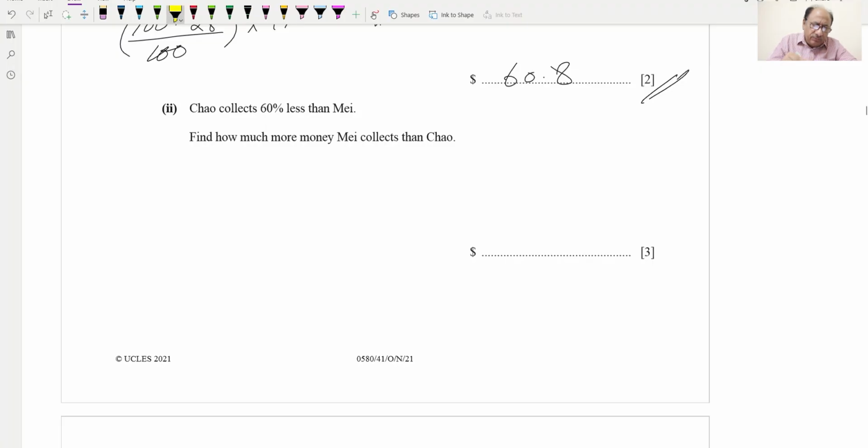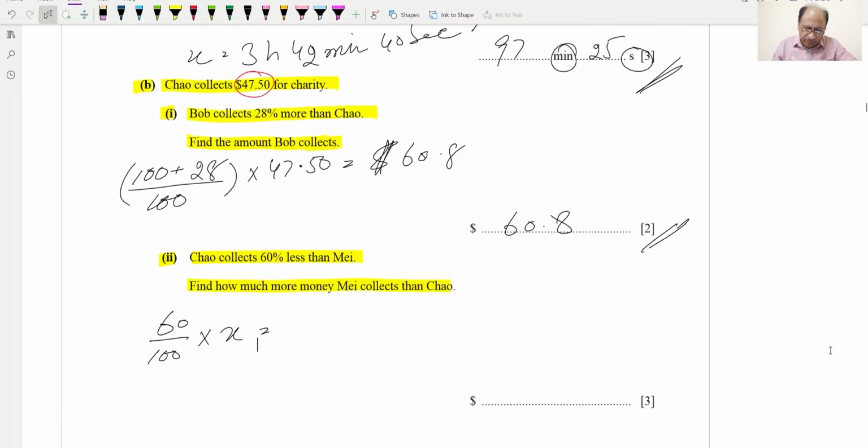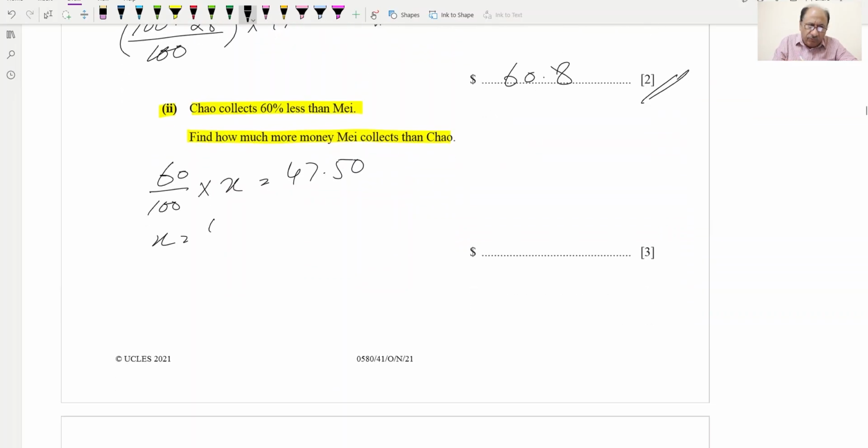Now, second part: Shaw collects 60% less than Mai. Find how much more money Mai collects than Joe. So we will check for the 60% less than Mai. So we will calculate 60% of the value, which is 47.5. So 60% of this we will calculate, and x will be equal to 47.50 divided by this.